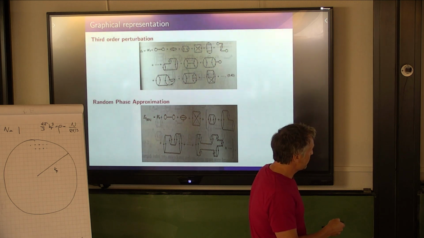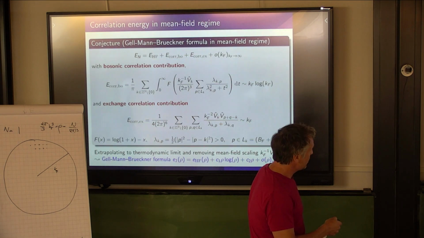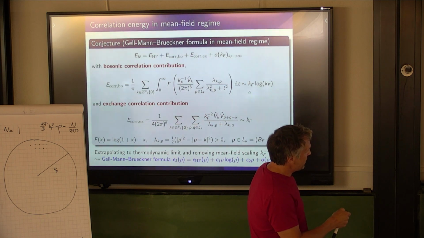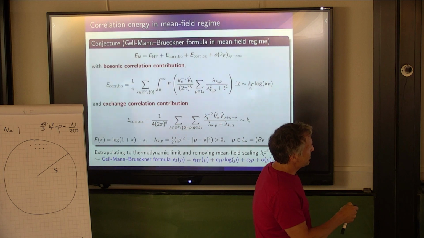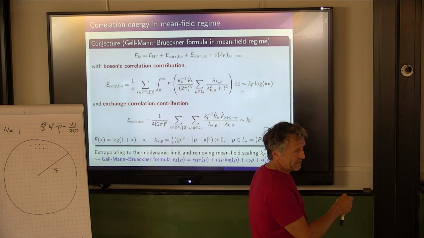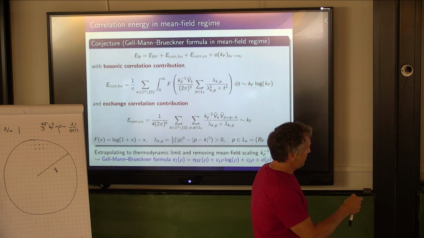Now let's go here again. So the bosonic correlation energy is described in this part. I will comment on that in a second. As you remember, I told you that the Gell-Mann-Brueckner was like rho log rho. Now rho was kf to the third. So by dividing by kf, the first one goes to quadratic. So you divide by kf squared and you get the behavior here, and that is proportional to kf.